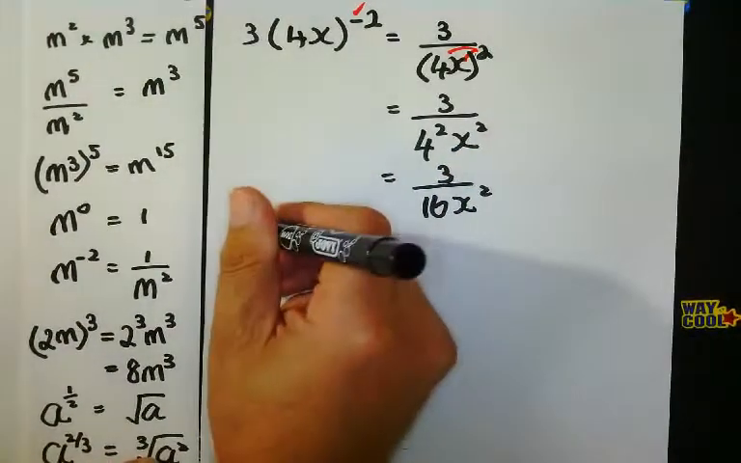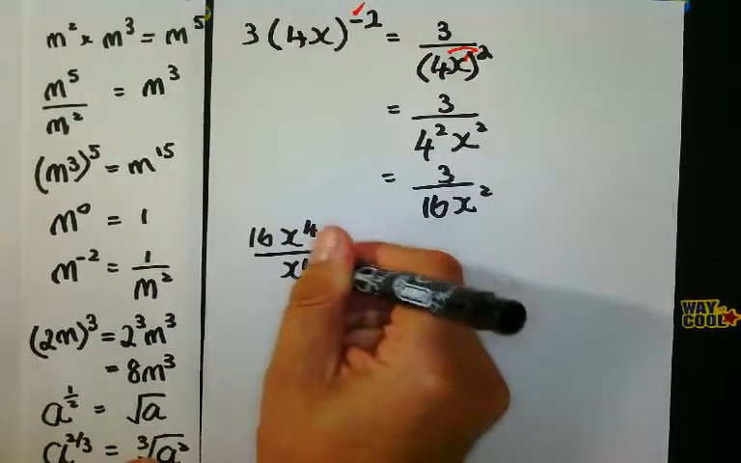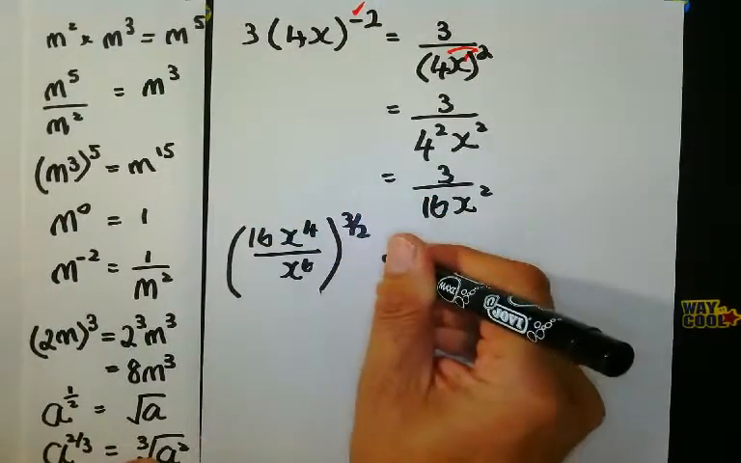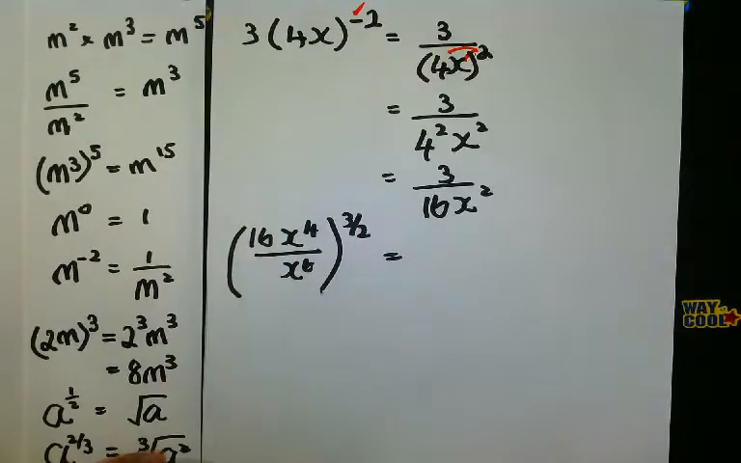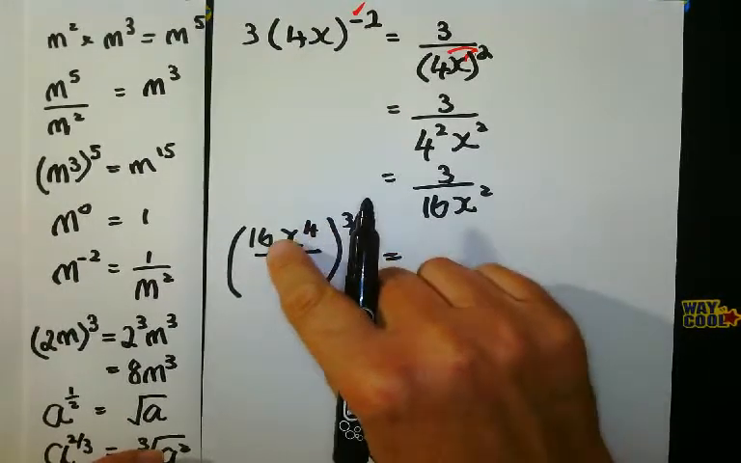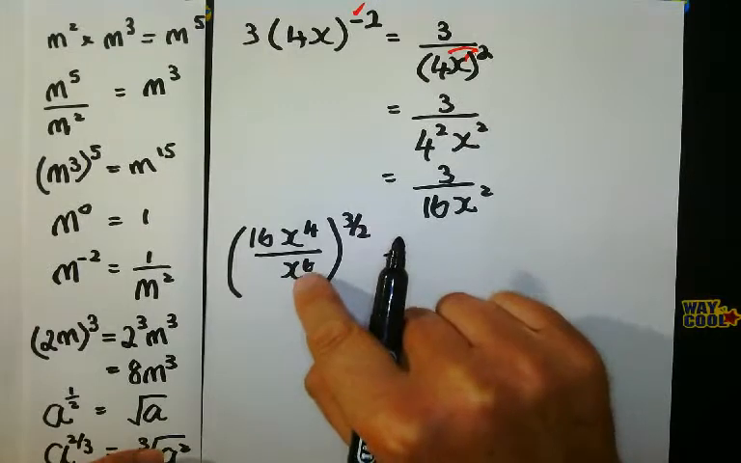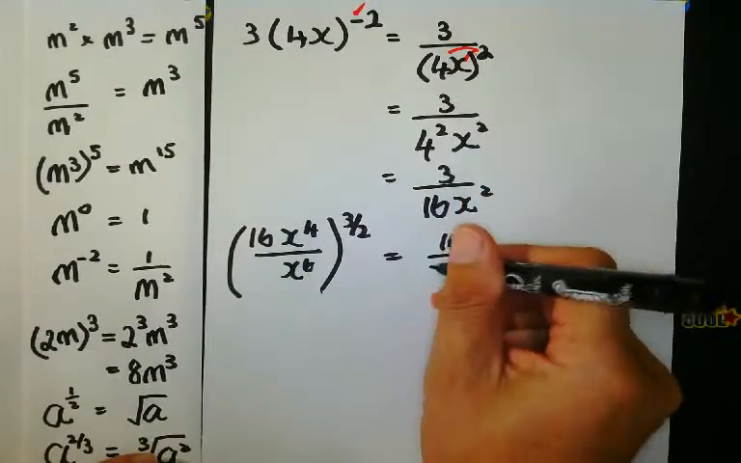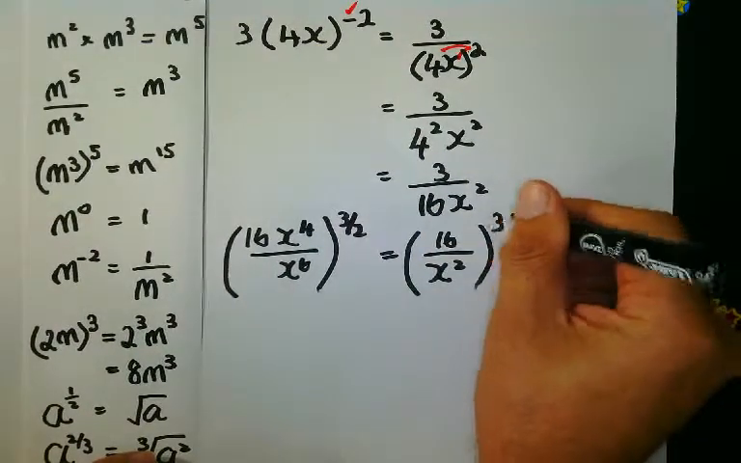Okay, so let's look at the next one, which is 16x to the 4 over x to the 6, all to the power of 3 over 2. Now, there's a few ways we can do this, but I'm going to make the suggestion that you should always look inside the bracket and see whether we can simplify something here. And we can. We can see x to the 4 and x to the 6. So the x to the 4 will cancel x to the 4 out of the bottom here. That will leave us with x to the 2. Okay, so that will be 16 over x to the 2, all to the power of 3 over 2.